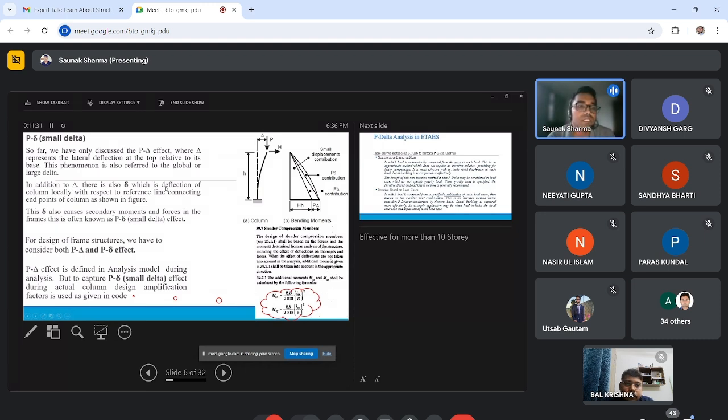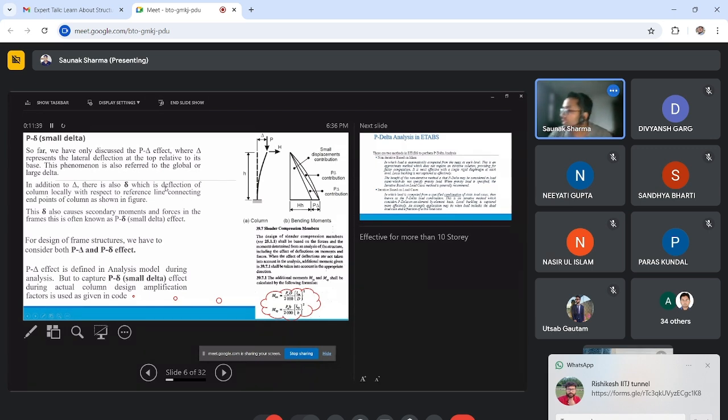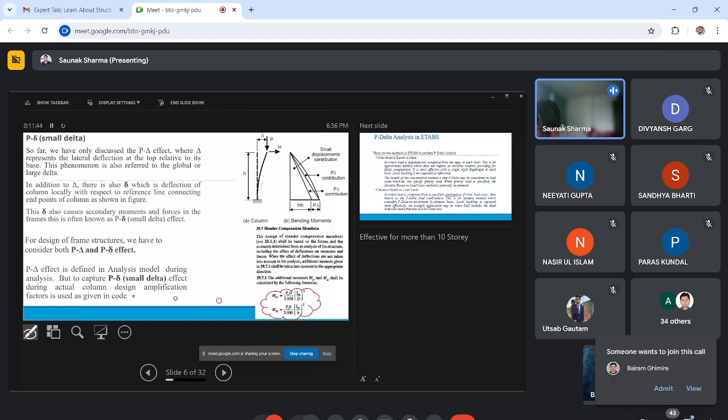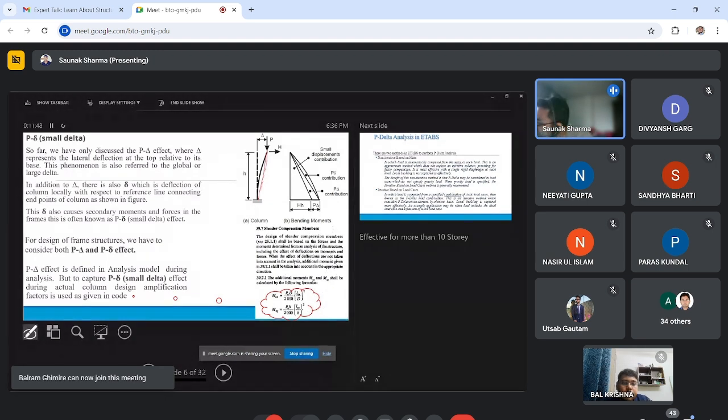Now, in addition to big delta, there is also a small delta, which is the deflection of the column locally. It is a local effect. Here, if you see, the deflection should be in a straight line, right? But the deformation is like a curve due to its stiffness, like you can say some buckling also. This bending creates this curve pattern. This gives additional moment here. This is our first order moment.